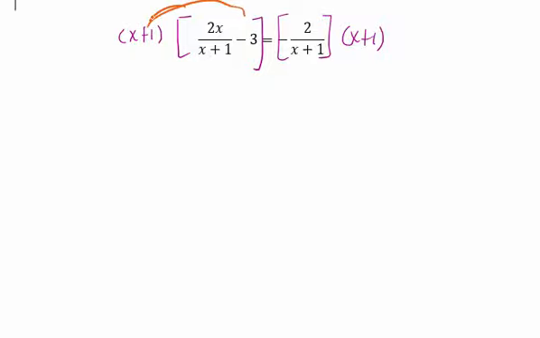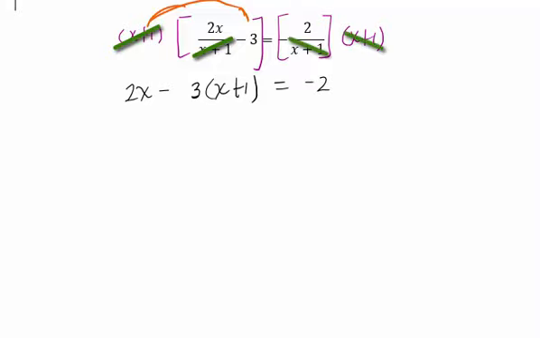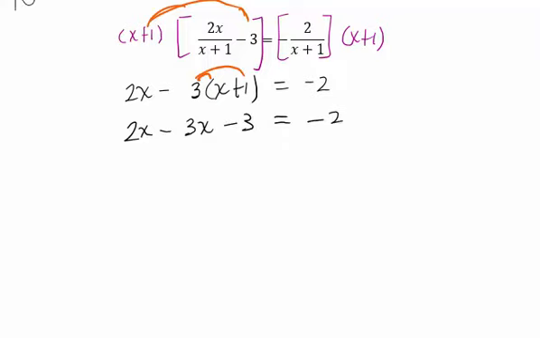Distribute on the left, and cancel out common factors when necessary. And so we end up with 2x minus 3 times the quantity x plus 1 is equal to -2. Distribute again. That gives us 2x minus 3x minus 3 is equal to -2.